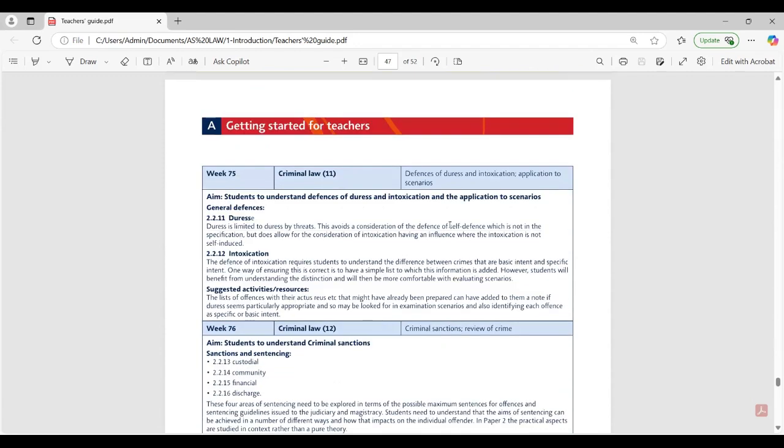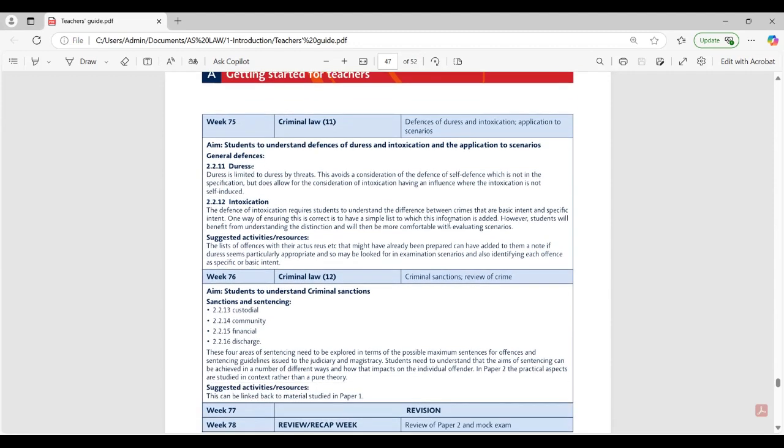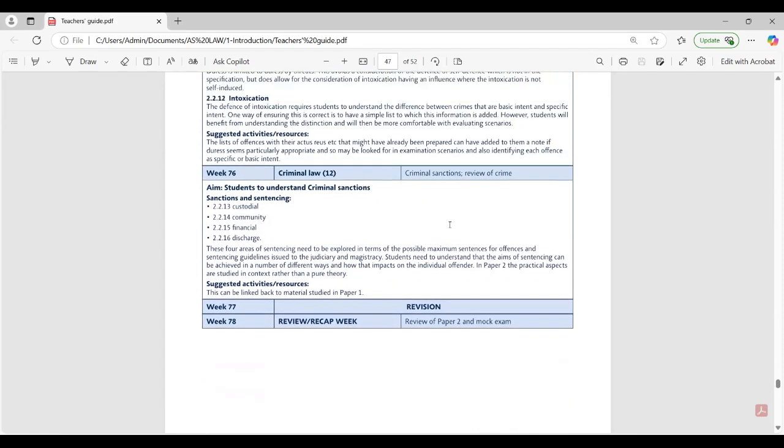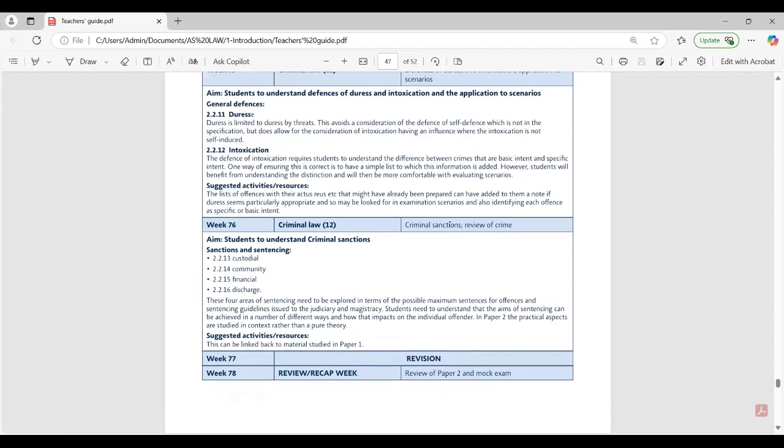And some general defenses like intoxication and duress also will come under criminal law. And the final lesson will be on sanctions and sentencing. So under that, you're mainly going to learn about the custodial sentence, community sentences, fines and discharge. So that's basically what paper 2 consists of. 4 main areas and many subtopics are there under each area. So that's all for paper 1 and paper 2. That's what the syllabus is.